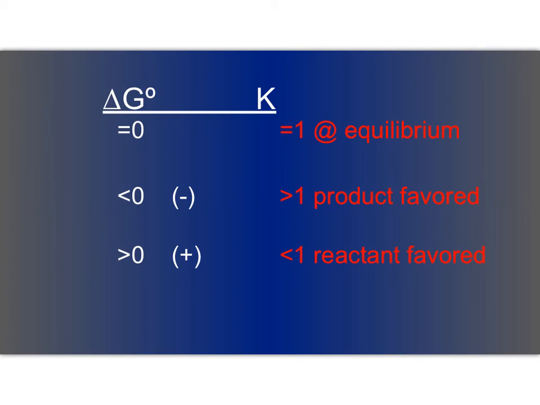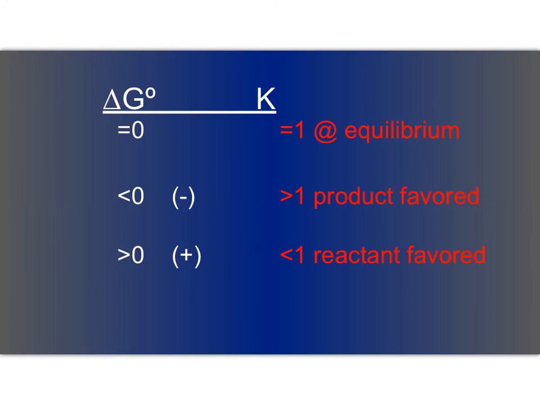Notice the relationship. When delta G is equal to 0, the equilibrium constant will be exactly 1, and we are at an equilibrium state. If the delta G is less than 0, which means that it is negative in sign, then that would assume that the reaction is going to proceed in the forward direction spontaneously, and thus K would be greater than 1 and product favored. And if delta G is greater than 0, which means it would be positive in sign, we would assume that it is not spontaneous in the forward direction, thus it would be reactant favored, and the K value would be less than 1.